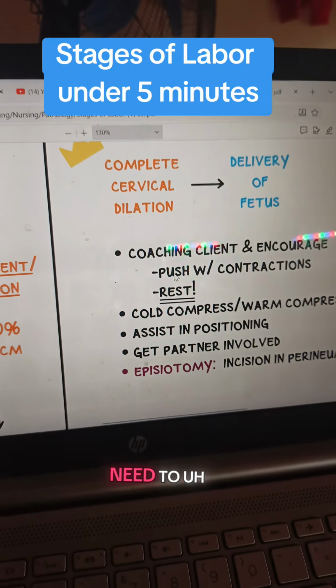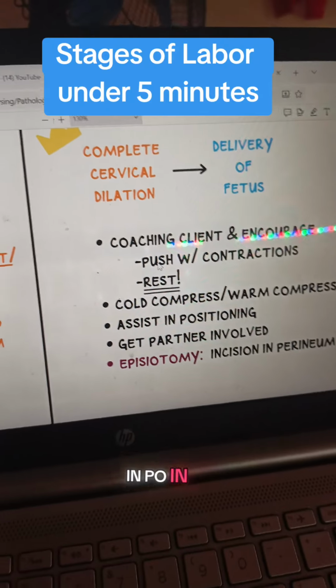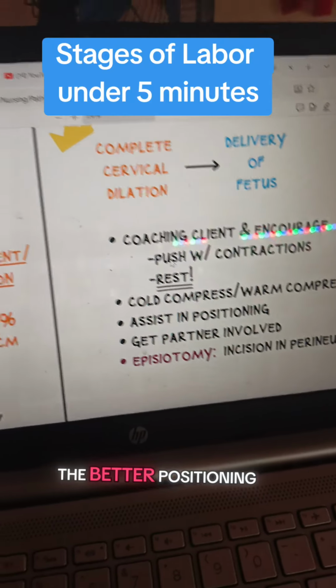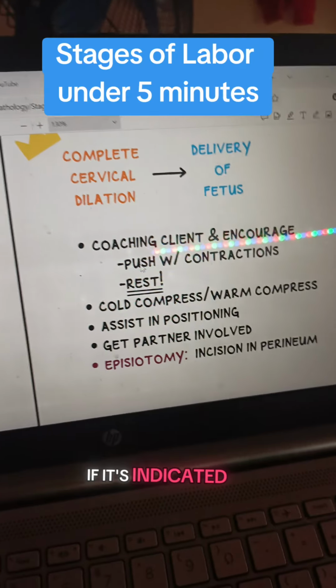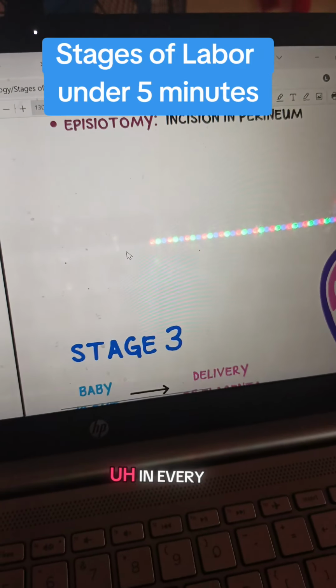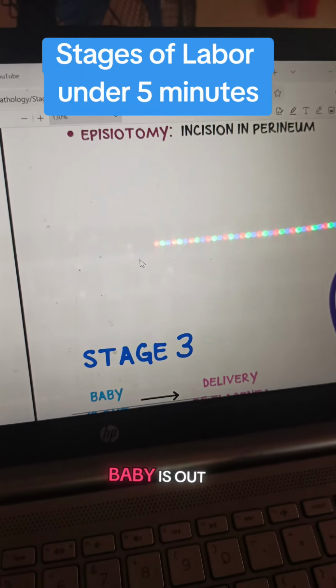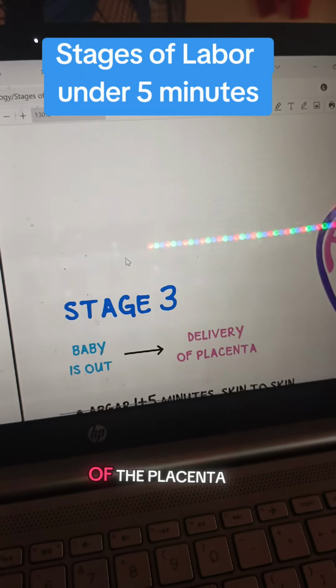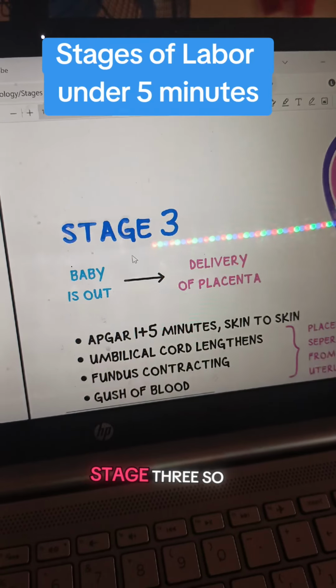Then we just need to assist the mother in positioning, the better positioning. Then we can do episiotomy if it's indicated. We don't do it in every case. So once the baby is out, the next thing is always delivery of the placenta. At this point now we are at stage three.